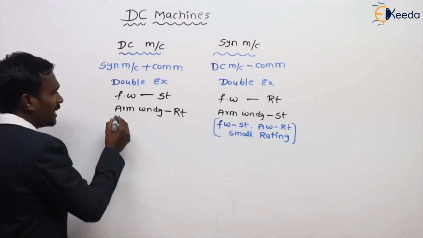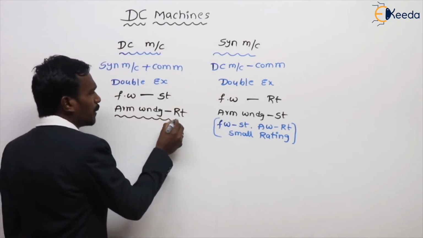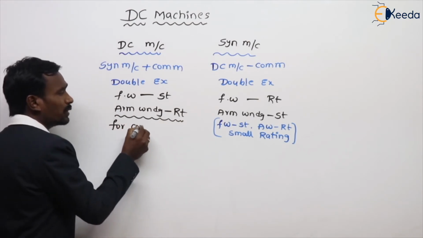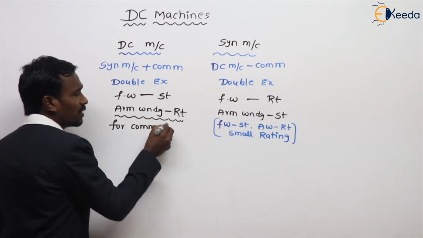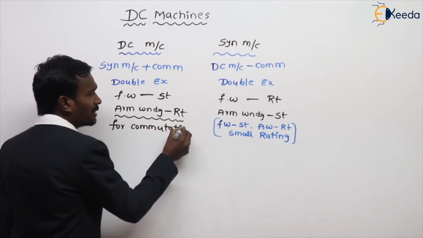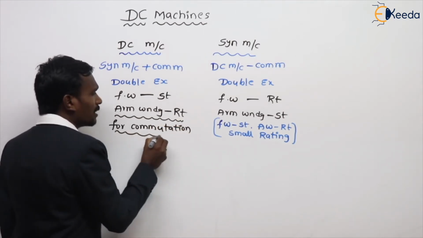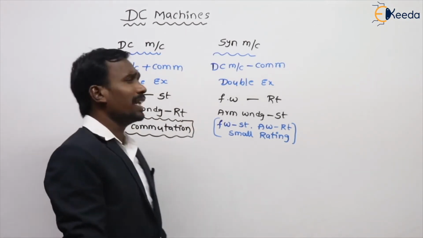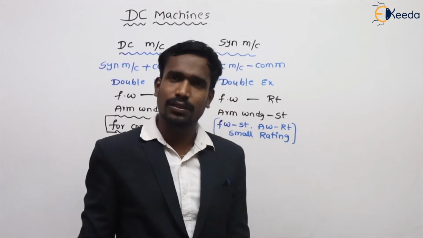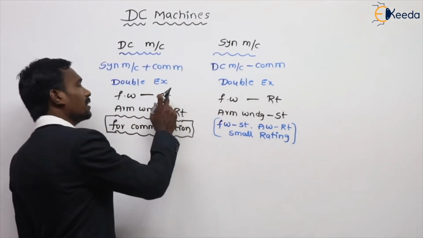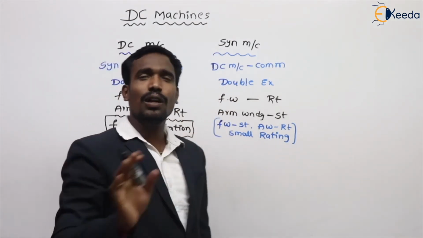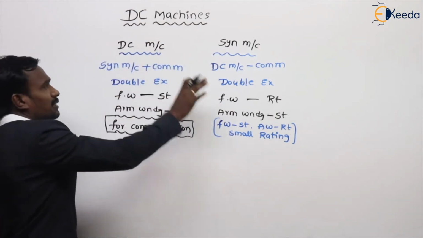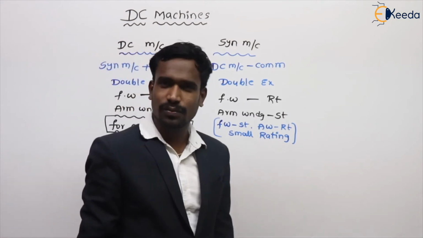Sir, why should the armature winding be placed on the rotor here? This is very important for commutation. For the commutation process, we must place the armature winding on the rotor. Sir, if the armature winding is placed on the stator, what will happen? If the armature winding is placed on the stator, there is no commutation process. If there is no commutation, this is not a DC machine. This is like a synchronous machine.